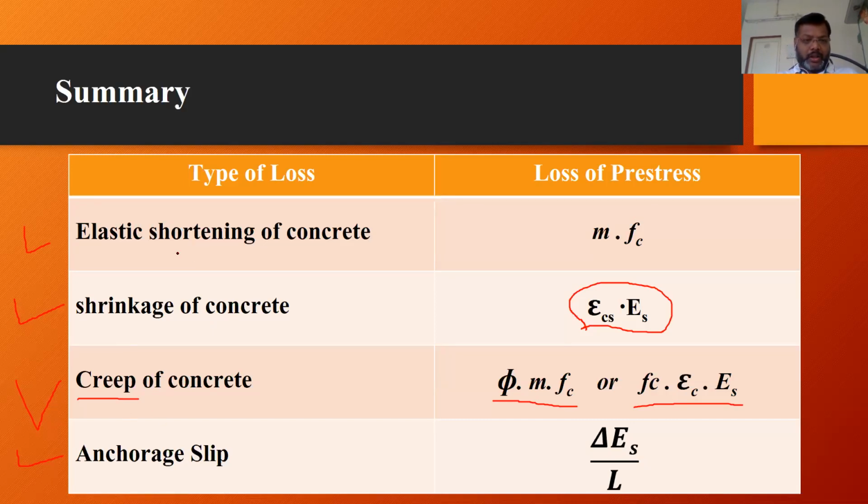Along with this, two more losses are there. In total, 6 losses we have to consider. The next loss is the loss of stress due to relaxation of steel, and the last loss is the loss due to the length effect and the curvature effect. We'll discuss that after discussing these problems. So now we are going to discuss one simple numerical based on all these four losses. So let us go to that.